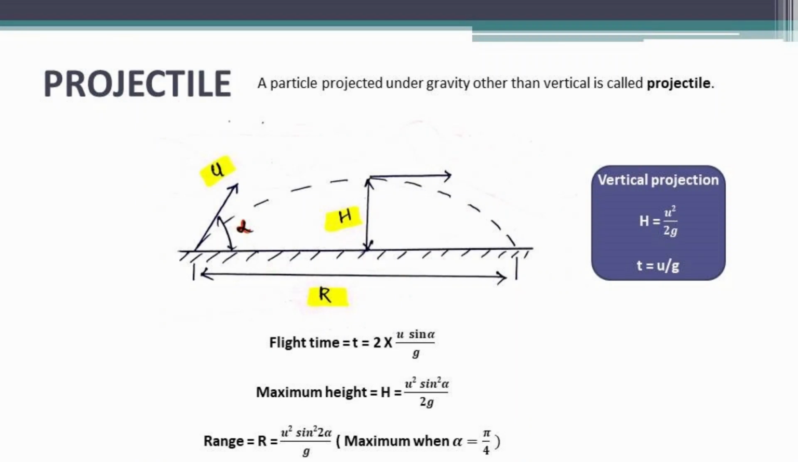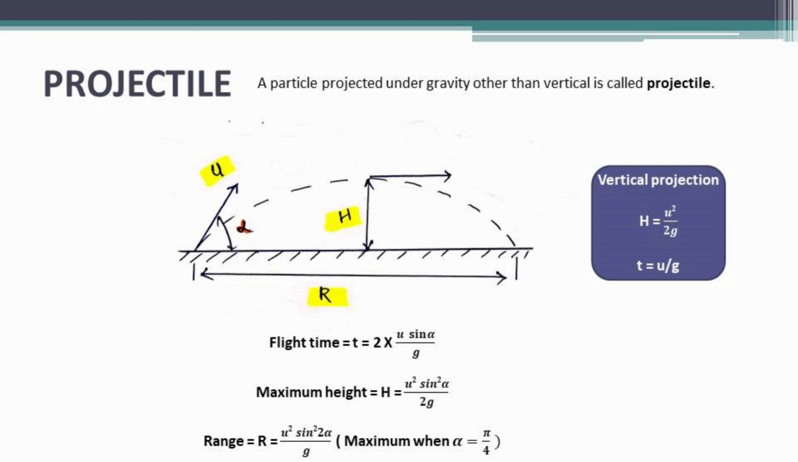A particle that is projected under gravity other than vertical is called a projectile. The angle of projection is the angle of initial velocity with the horizontal plane. The path described by the particle is what we call a trajectory, and the range of a projectile is the distance between the point of projection and the point where the trajectory meets any horizontal plane through the projection.